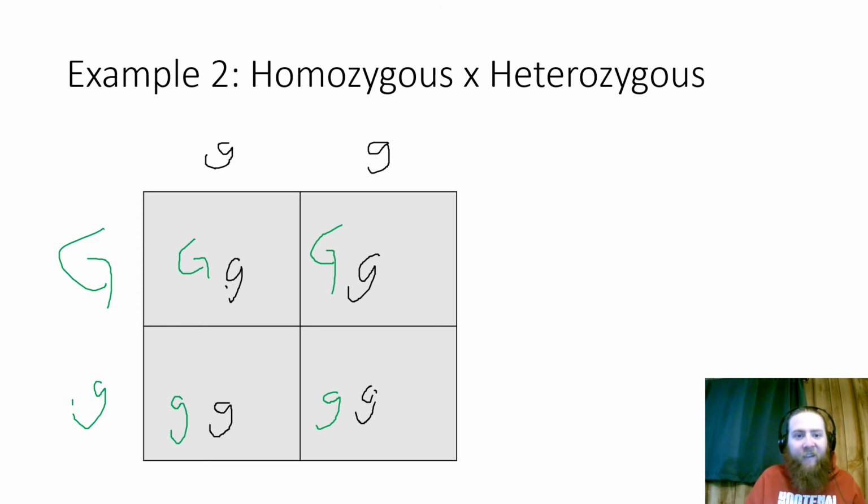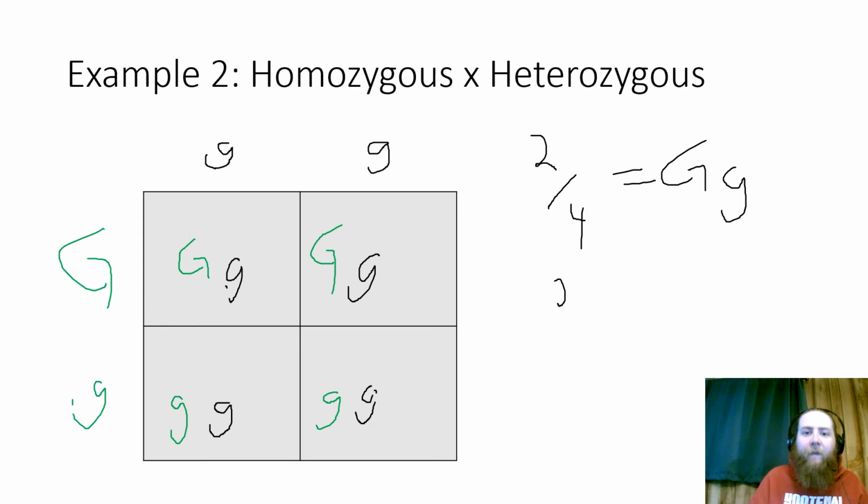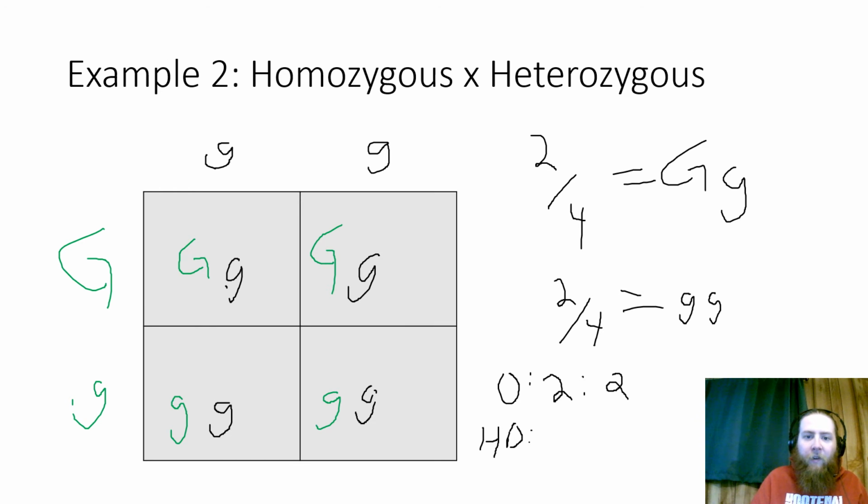Now we start to see some interesting things. We start to see 2 out of 4, or 50%, are heterozygotes, or Gg, and 2 out of 4 of them are homozygous recessive, gg. So what this means for phenotypes is we're going to have 2 that are green, we're going to have 0 that are homozygous dominant, we'll have 2 that are heterozygous, and we'll have 2 that are homozygous recessive. And so a way to remember this is when we do these phenotypes, we'll do homozygous dominant, then the hetero one, and then you do the homozygous recessive. So 0, 2, 2 in this case.